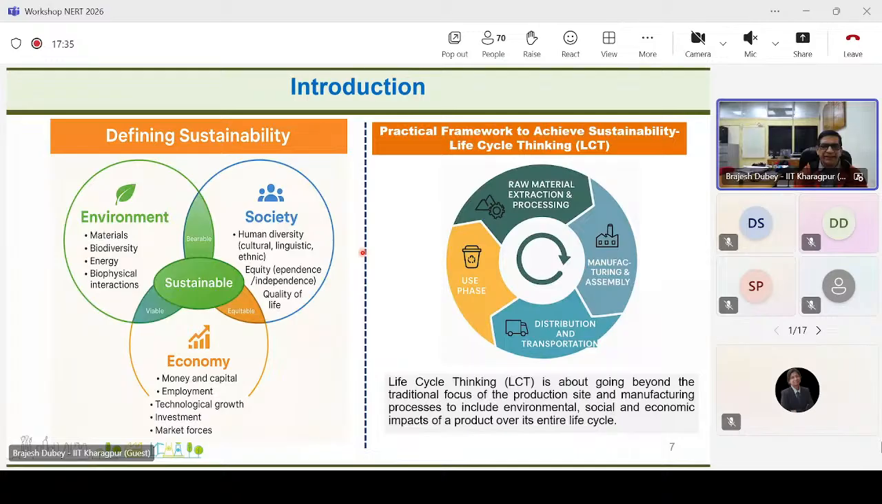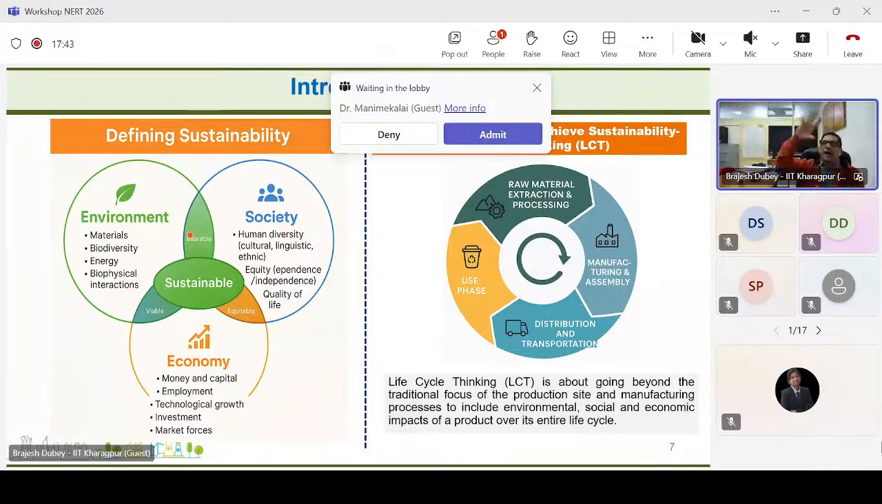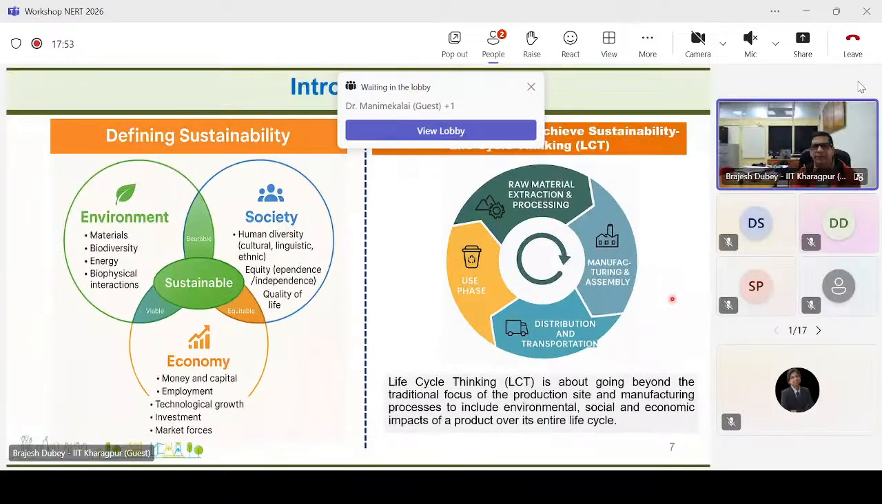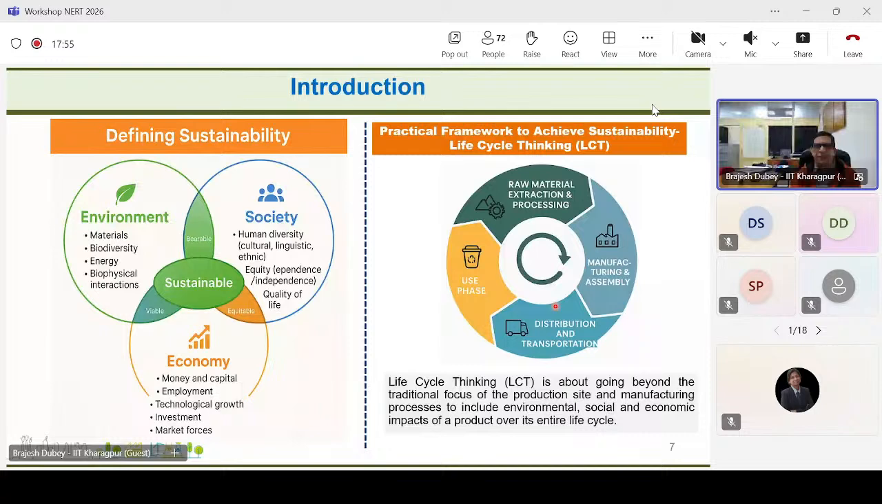The basic life cycle thinking says that whenever you are looking at anything from an environmental point of view, don't look at only part of it. Look at the entire process, have a holistic assessment. For example, you start from raw material extraction and processing, manufacturing, assembly, distribution, transportation, then your use phase, and try to bring it back. Don't let things go into waste.